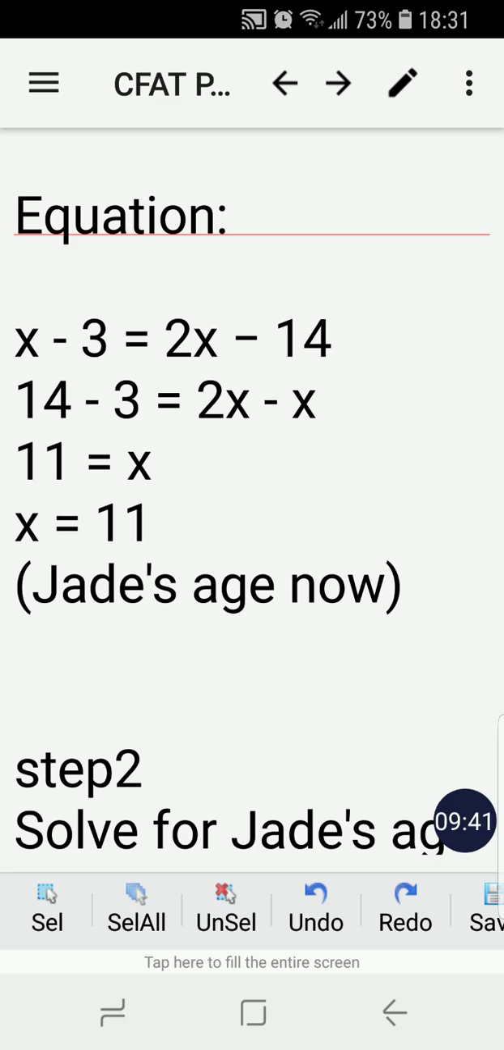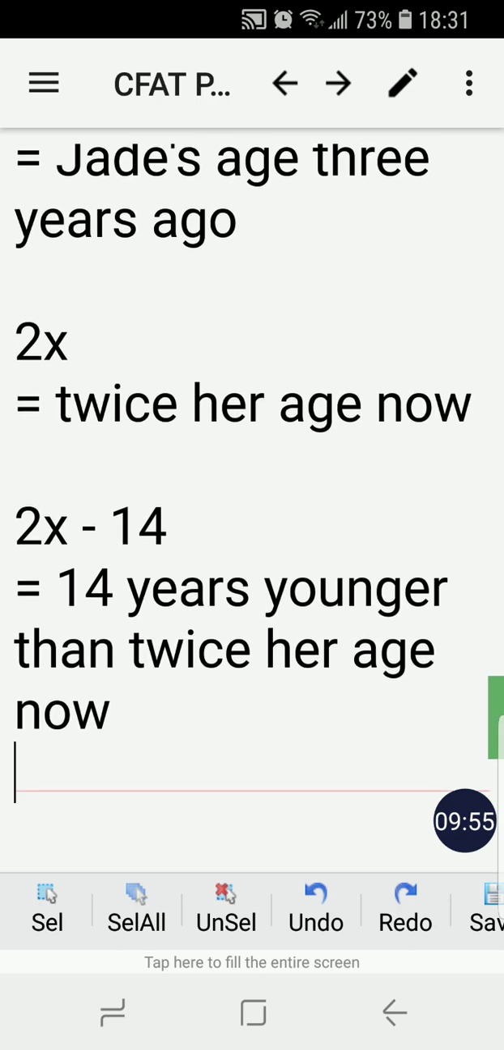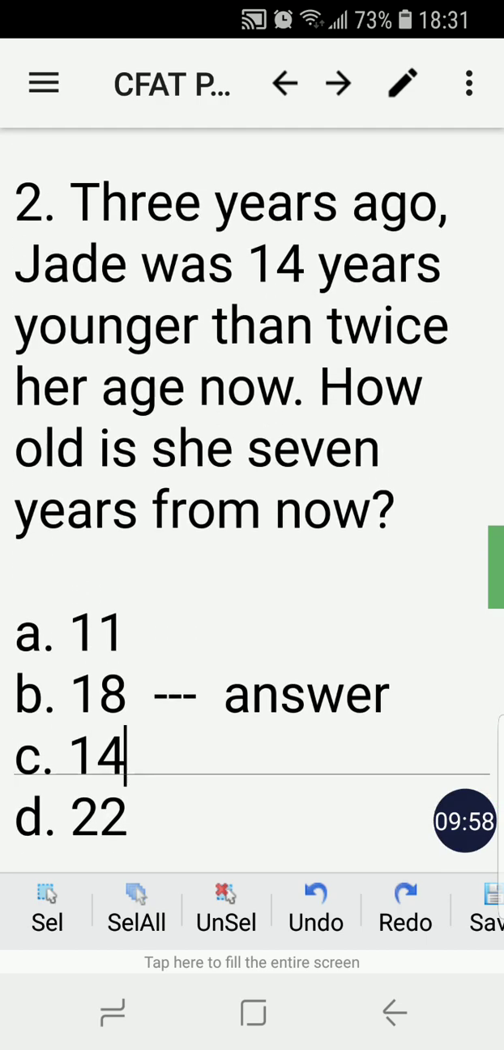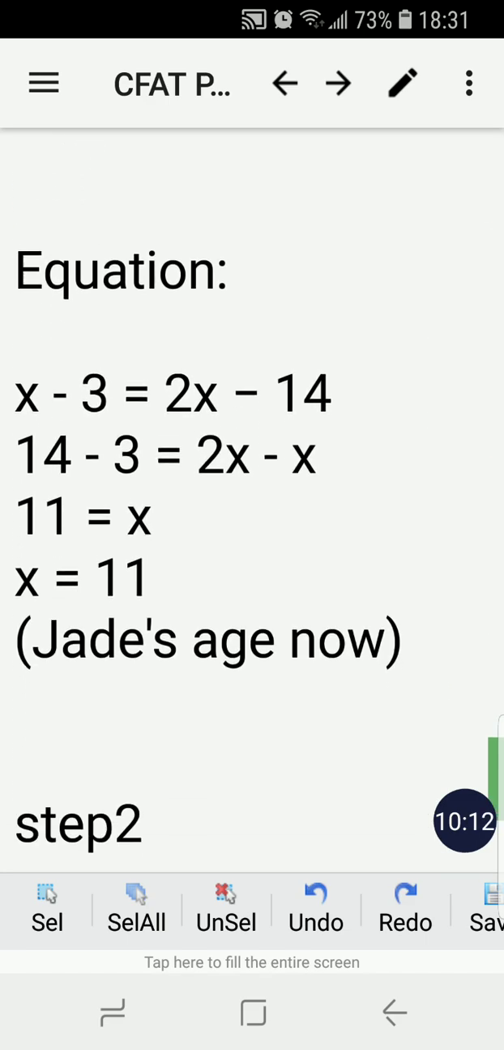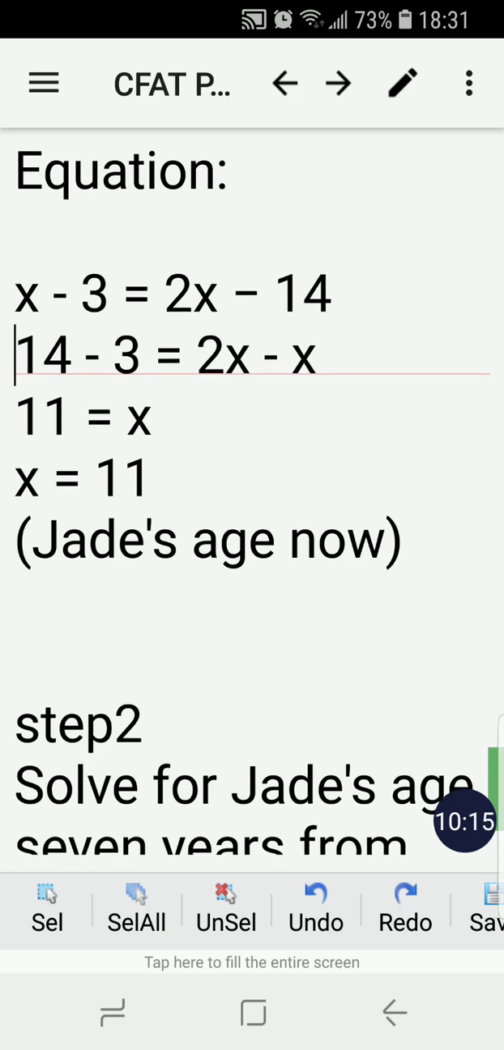x minus 3 is equal to 2x minus 14. So remember that x minus 3 is equal to 2x minus 14. Please remember, because we will read the problem again. 3 years ago, Jade was 14 years younger than twice her age. So that is x minus 3 is equal to 2x minus 14. Now we have that equation.